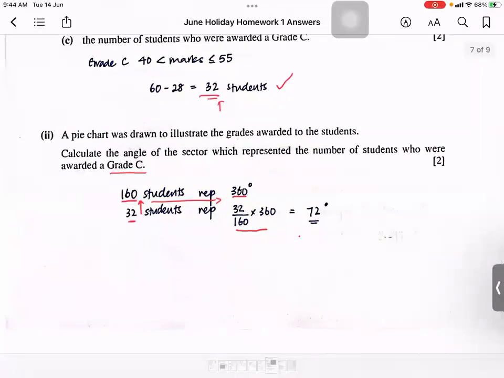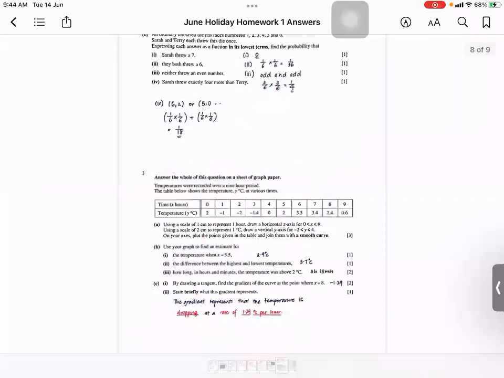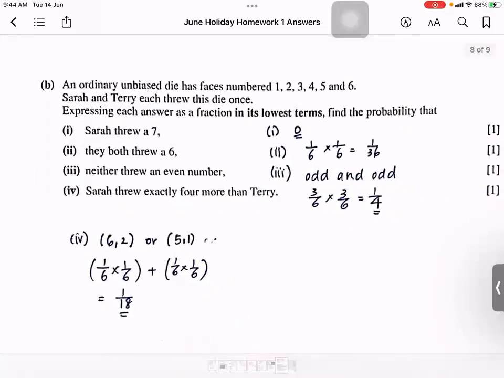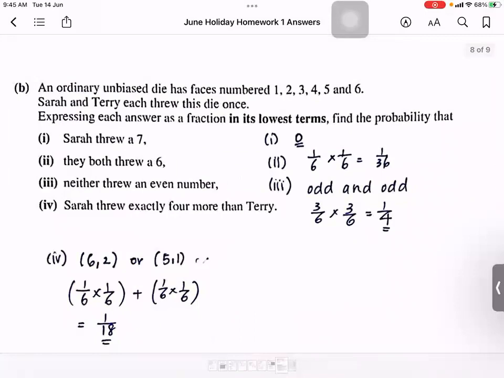Okay. Next question. Now, usually the first part, statistics, comes together with a probability question, right? So part B may be totally unrelated to part A of the question, but they'll put it under section B, the same type of questions together. Okay, an ordinary unbiased die. Unbiased die means every number has a fair chance of occurring. So there are 6 numbers, everything has 1/6 chance.